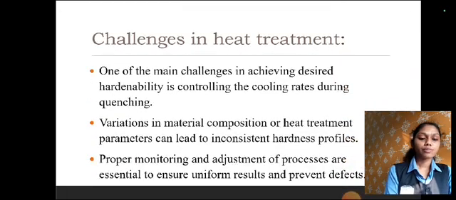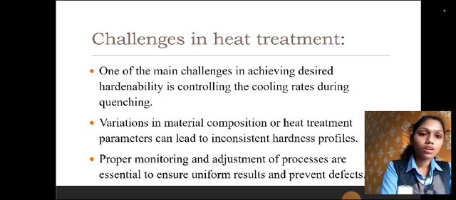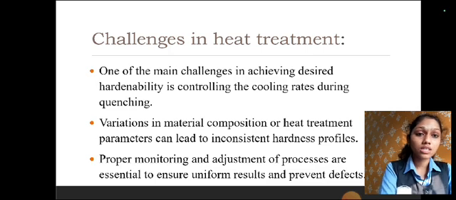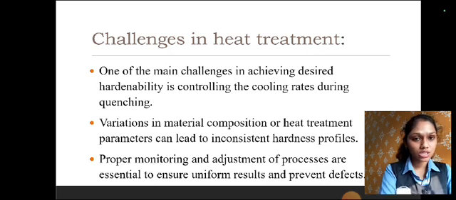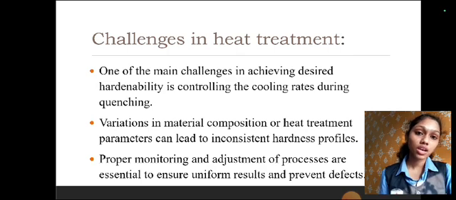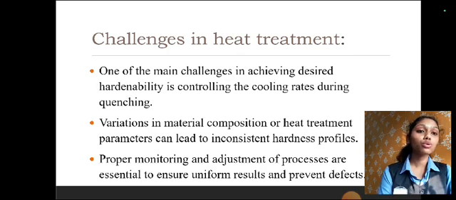Challenges in heat treatment. One of the main challenges in achieving desired hardenability is controlling the cooling rates during quenching. Fatigue strength also comes into the challenges in heat treatment: residual stresses, quenching conditions, and grain size. Residual stresses can affect the fatigue strength.